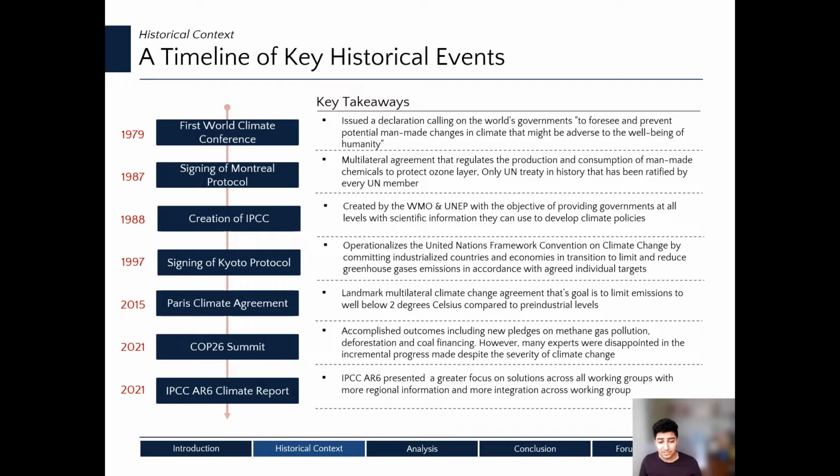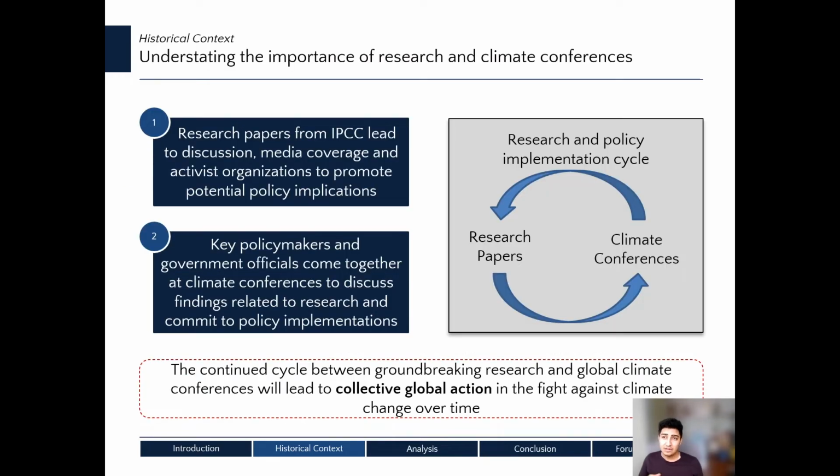And this is really reinforced by the report we're going to be talking about today, which is the IPCC AR6, the 6th edition climate report, which focuses on narrowing down the solutions across all of these working groups to how we can better combat climate change moving forward. So through this historical overview, we can come to an understanding of how policy is implemented. So first we have research papers from organizations such as the IPCC, which would be considered the leading research center that provides organizations and governments with information that they need to make policy.